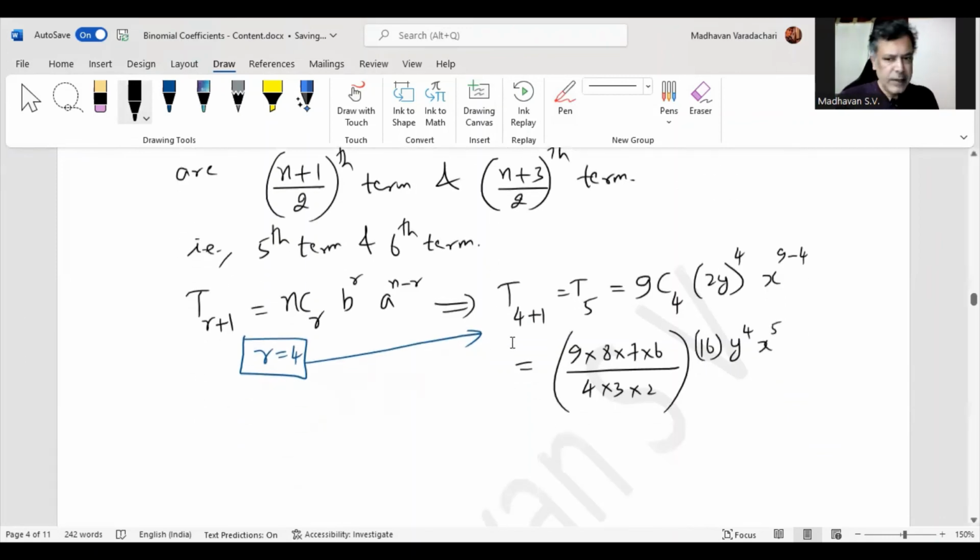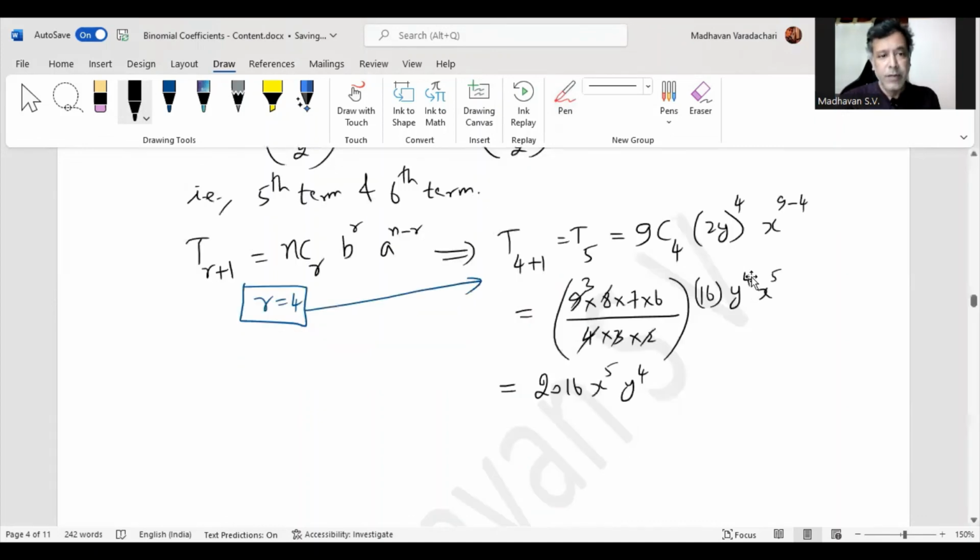Let me simplify this. If I multiply these things, 4 and 2 get cancelled with this 8, and this goes with this 3 times. So 3 into 7 into 6 into 16 into y power 4 into x power 5. We get 2016, and then x power 5 y power 4. That is one middle term.